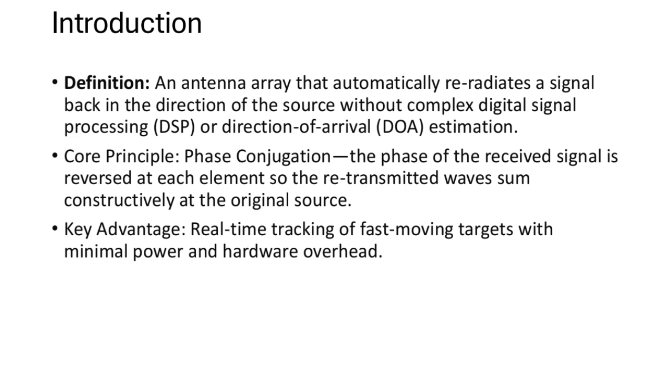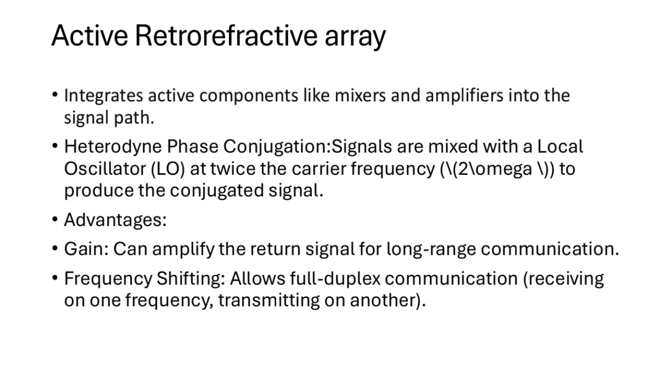The phase of the received signal is reversed at each element, so the retransmitted waves sum constructively at the original source. Whatever signal you receive at each element will be retransmitted to the source. Here the key advantage is that we can do real-time tracking of fast-moving targets with minimum power and hardware overhead. The next part is the types of retrodirective array.